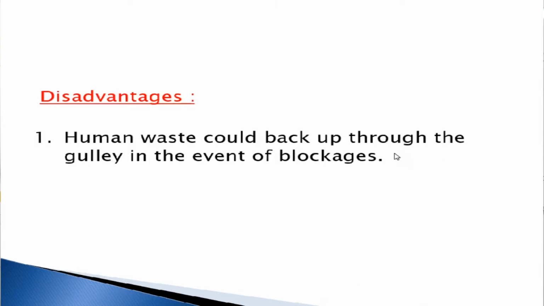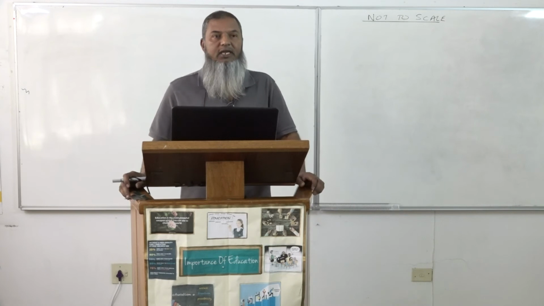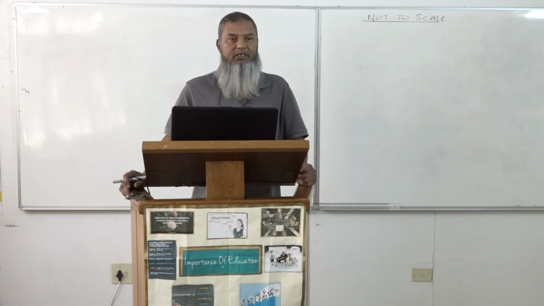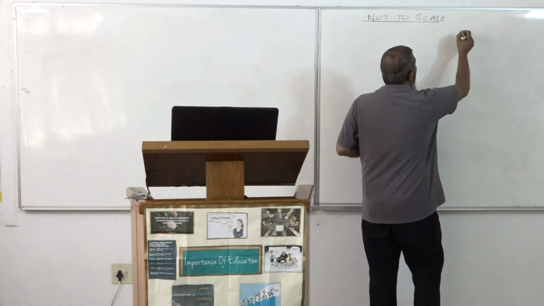Your disadvantages. If it is not done properly, it can lead to backups and blockages. Too many water closets or toilets connected to it could damage the seal if it is rapidly flushed. So in other words, you've got 4 or 5 toilets and each one is flushed simultaneously, and very often it damages water seals. Okay? You need larger size of pipes. Now that we understand the advantages and the disadvantages of a one-pipe system, let's do a simple illustration to show us how it works practically. One-pipe system.